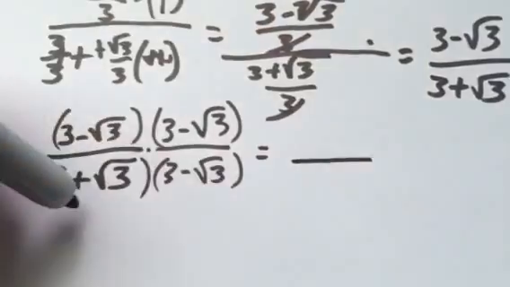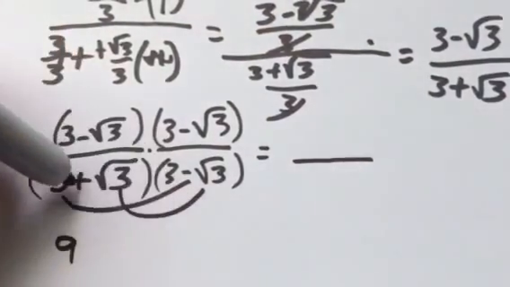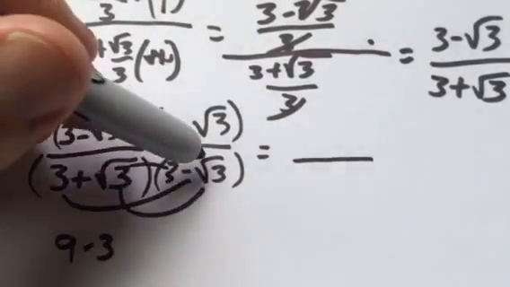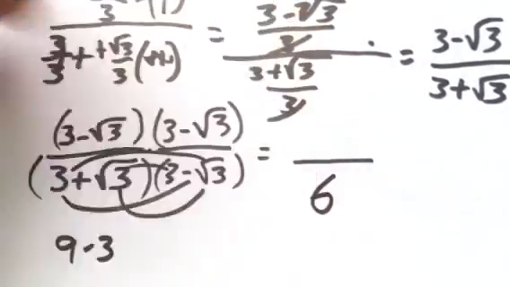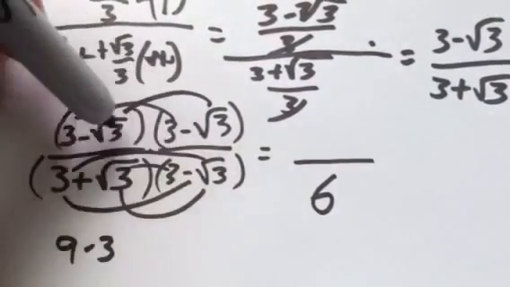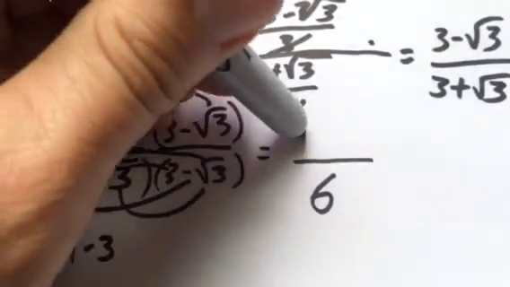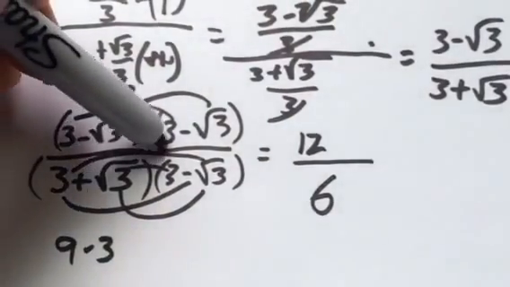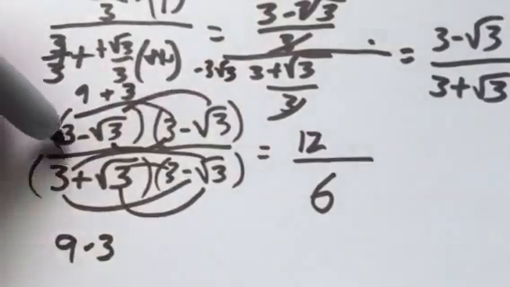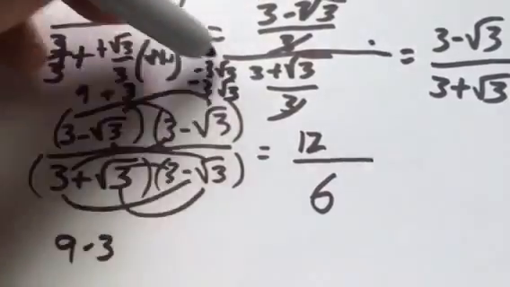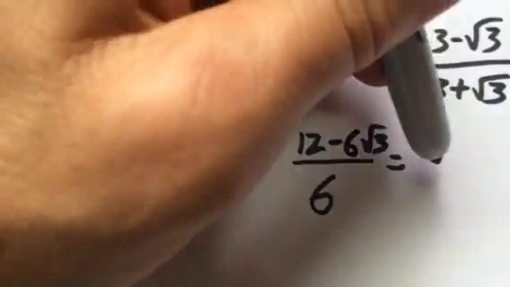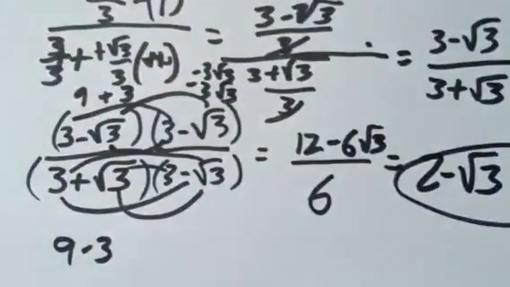Notice what happens in the denominator. 3 times 3 is 9. Negative root 3 times root 3 is negative 3. My middle term drops out. 3 root 3, negative 3 root 3. So that's a 6. If I do this multiplication up here, 3 times 3 is 9. Negative times a negative is positive, so that's positive 3, so I have a 12. And then I'm going to have 3 times negative root 3, that's a negative 3 root 3. 3 times negative root 3 is another one. So I have 2 of these. So minus 6 root 3. These are both divisible by 6, so I can do that. 2 minus root 3. Boom.